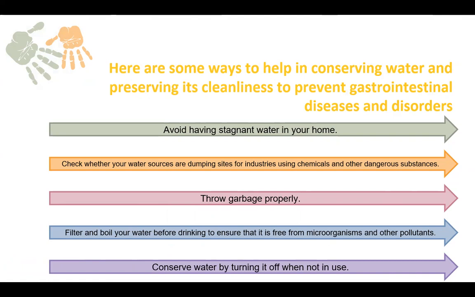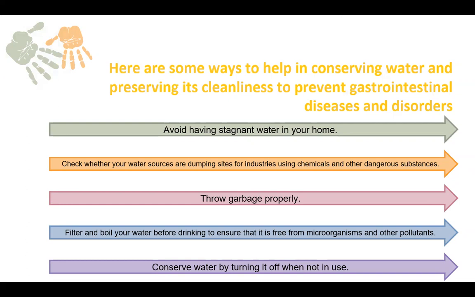Here are some ways to help in conserving water and preserving its cleanliness to prevent gastrointestinal diseases and disorders. Number one, avoid having stagnant water in your home because stagnant water becomes a breeding ground for mosquitoes, which are potential disease carriers. Number two, check whether your water sources are dump sites for industrial chemicals and other dangerous substances. Report to the authorities if you ever witness dumping of industrial waste in bodies of water.